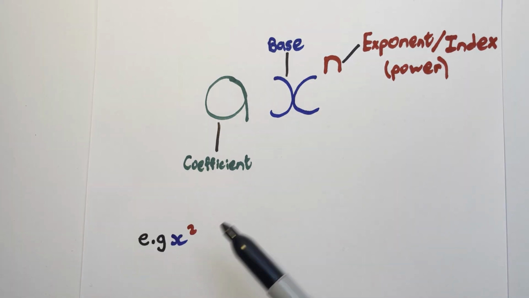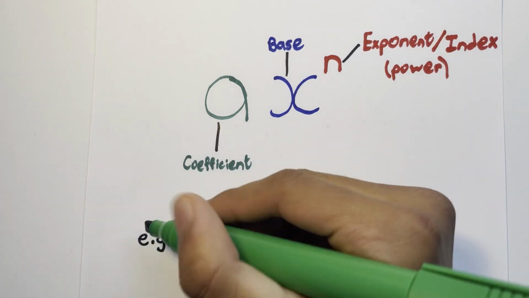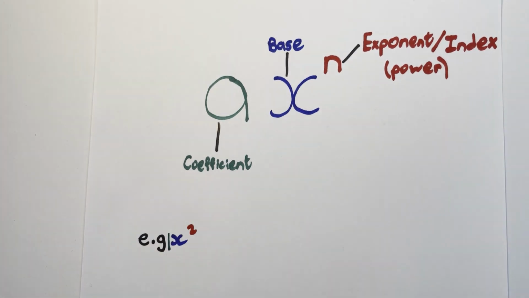In the first example, our base is x, our exponent is 2, and there's also a coefficient which is 1. However, you usually don't write a 1 before a variable because it's just assumed to be there. And again, in this next example, our coefficient is 6, the base is a here, and the exponent is 4.